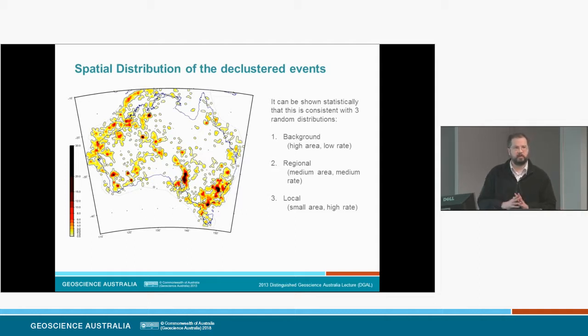Sort of a background rate, which covers most of Australia, but it's very low. Tennant Creek is an example of an earthquake in the background zone. Regional areas, which are medium area and medium rate, the seismic zones I mentioned earlier are an example, and local hotspots of activity, or local zones, where you get 20, 30 main shock earthquakes within the same area, which seem to be small area but high rate.